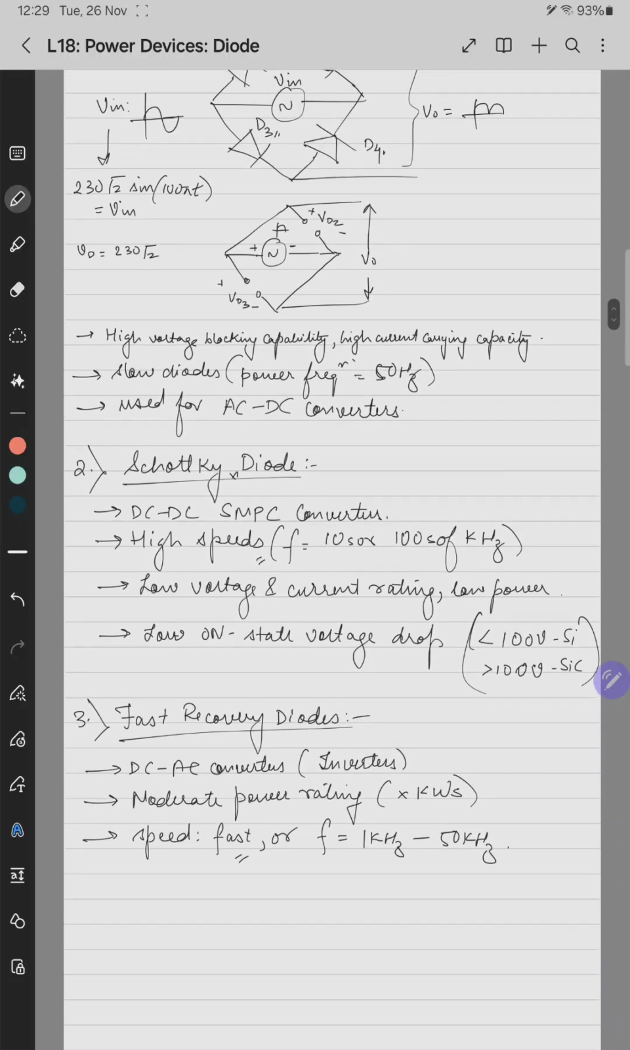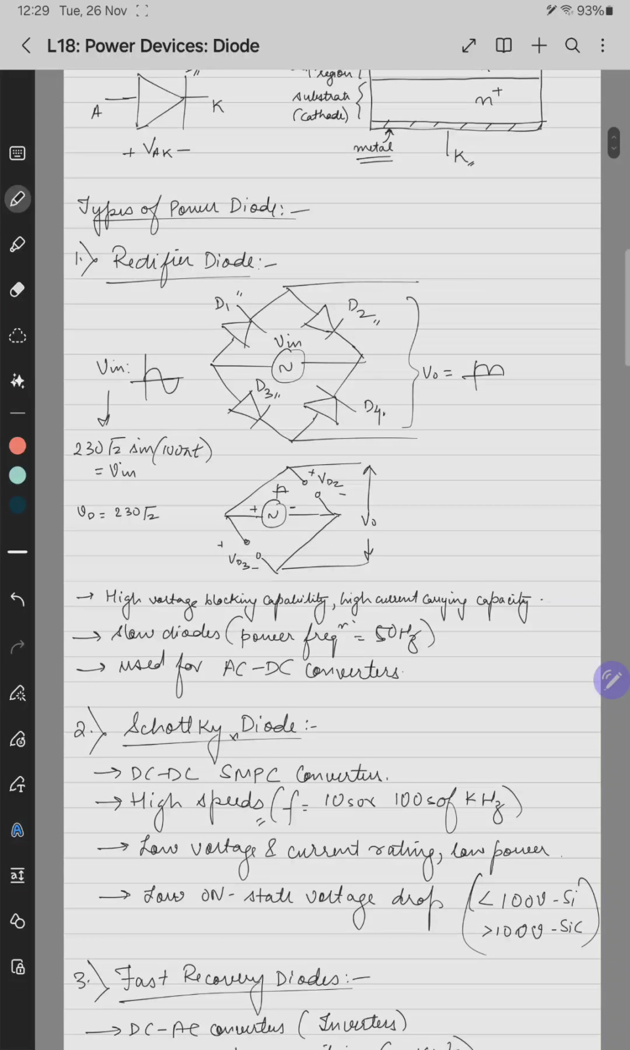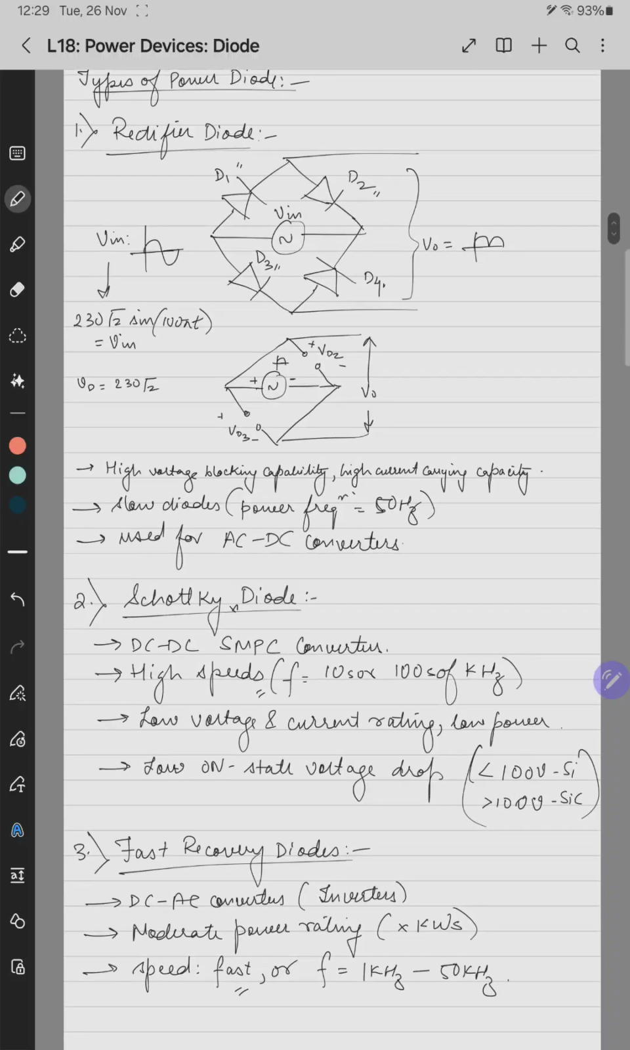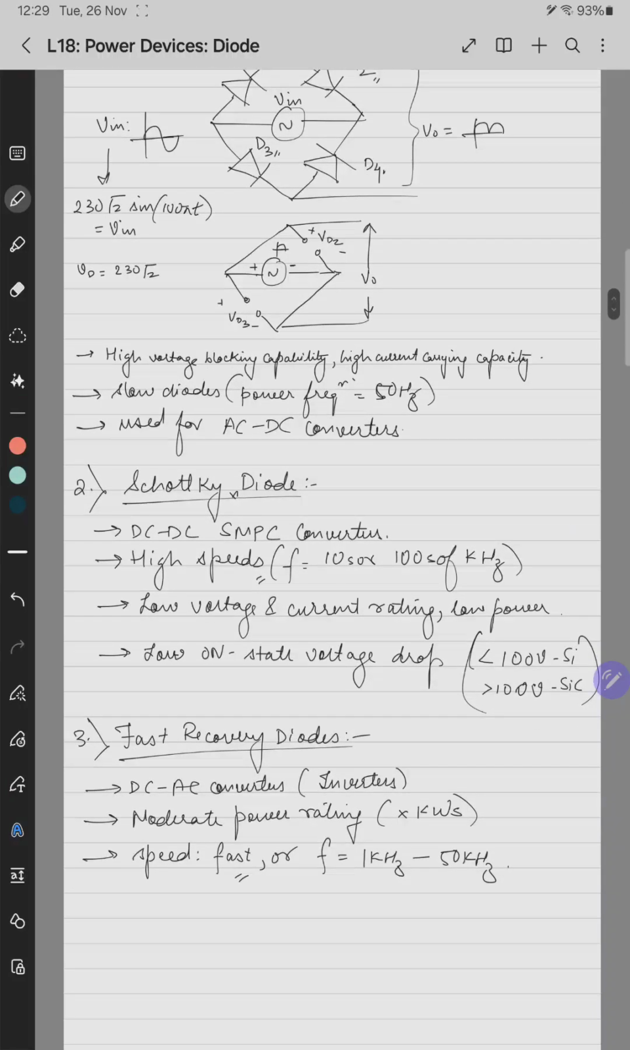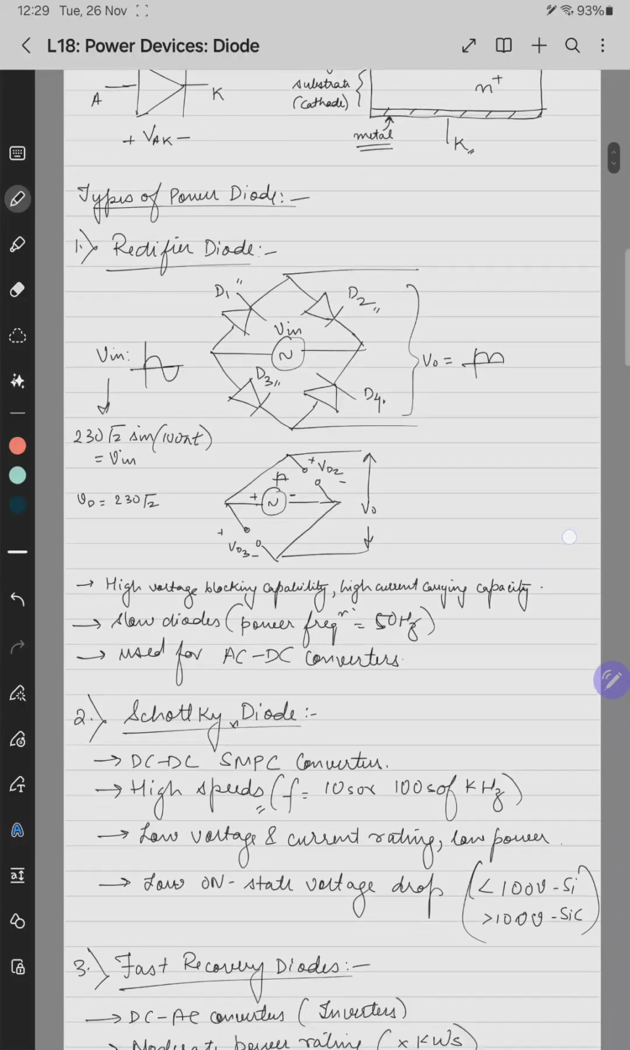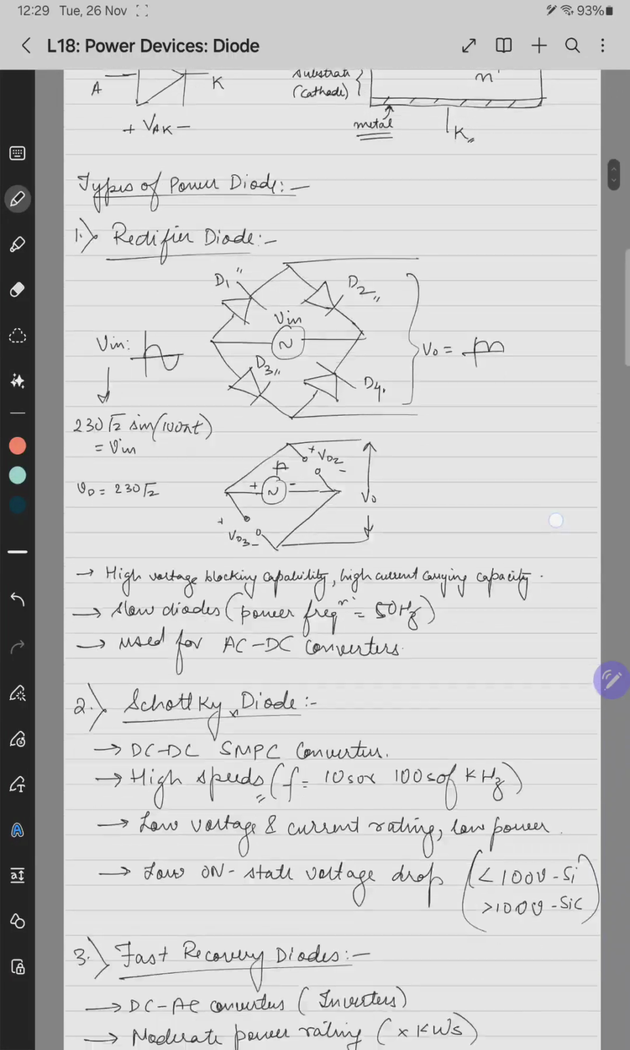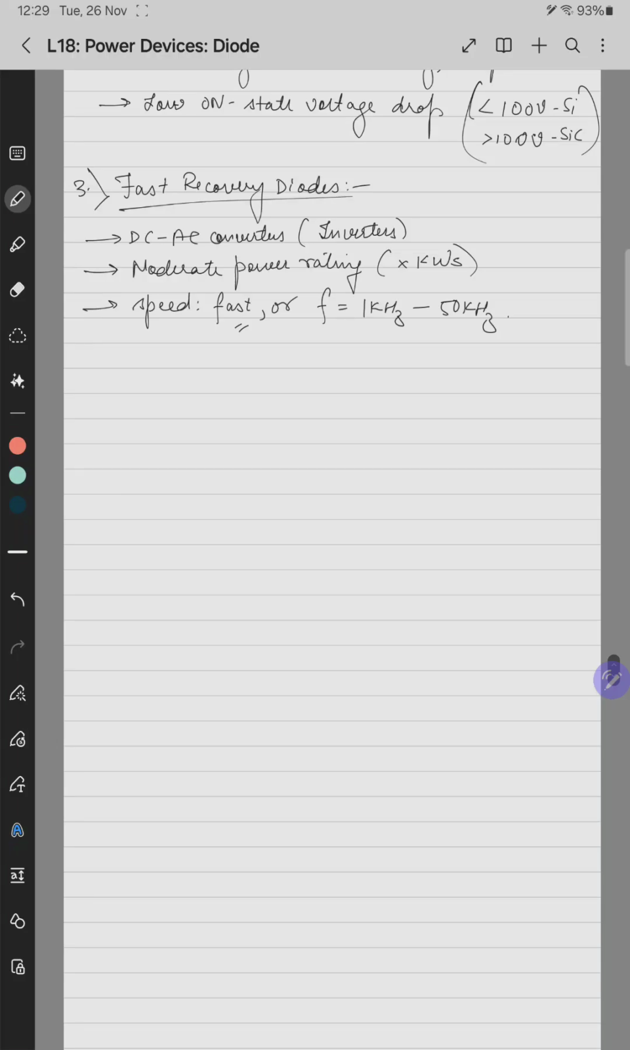So these were the basic three types of diodes based on the voltage, current and power rating, and based on the speed of operation of the diodes used in different applications. Now we'll see the VI characteristics of diode.